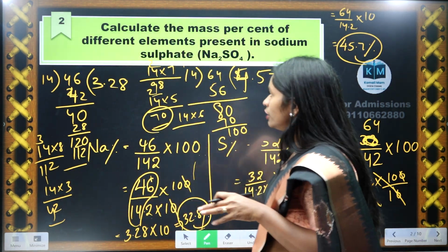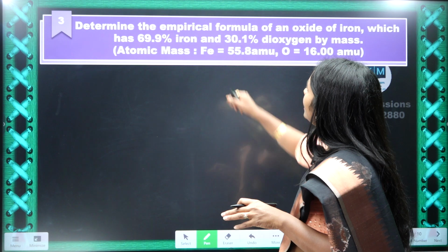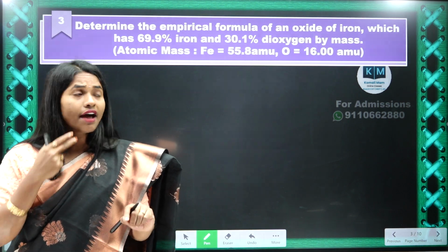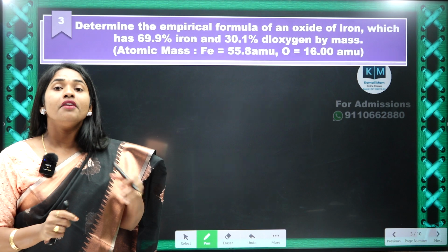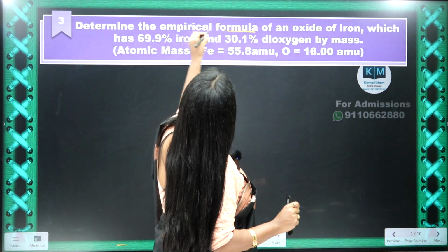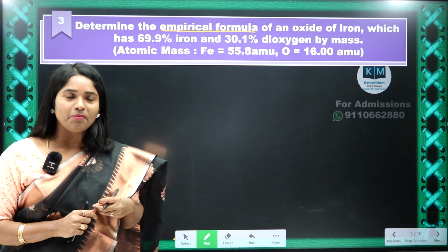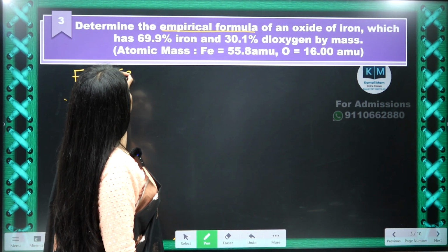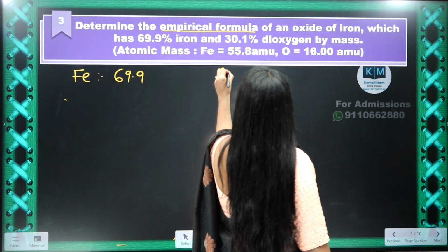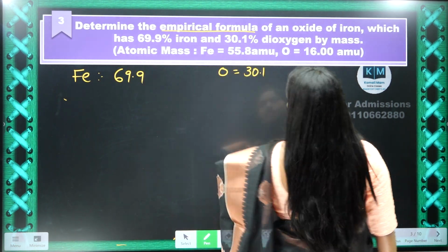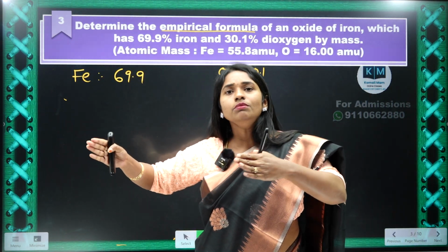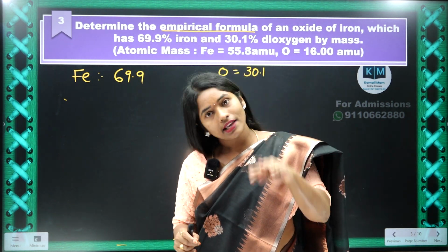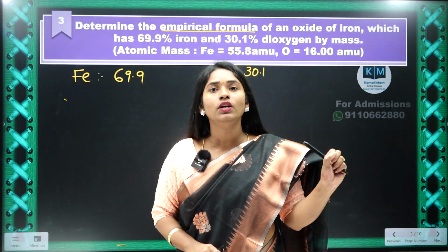Clear, done? Shall we go to the next question? See the next question. Determine the empirical formula of an oxide of iron. They have given the percentage of iron and the percentage of oxygen. We have to find the empirical formula. How to solve this question? How to find the empirical formula? Let us see. Iron percentage is 69.9%, and oxygen percentage is 30.1%, which means for 100 grams of the substance, 69.9 gram of iron is present, and 30.1 gram of oxygen is present.